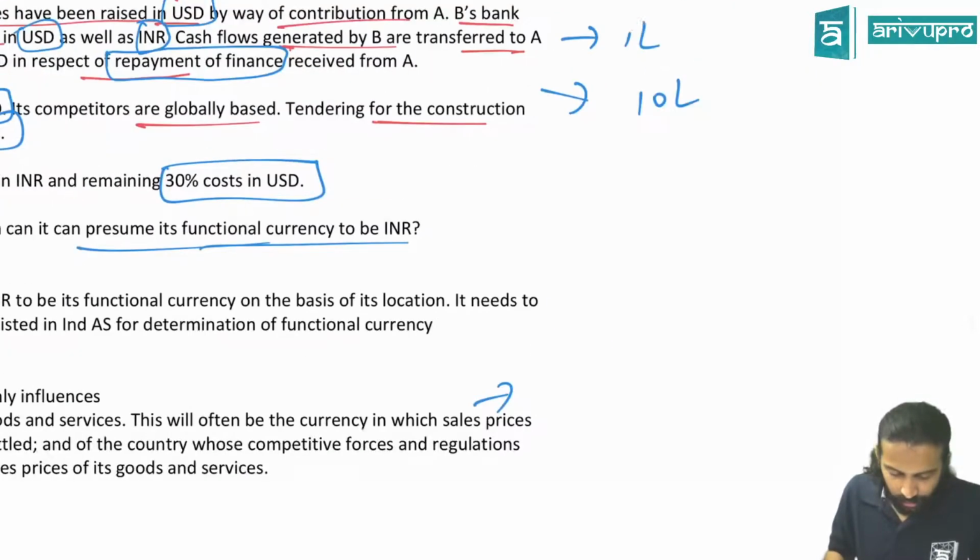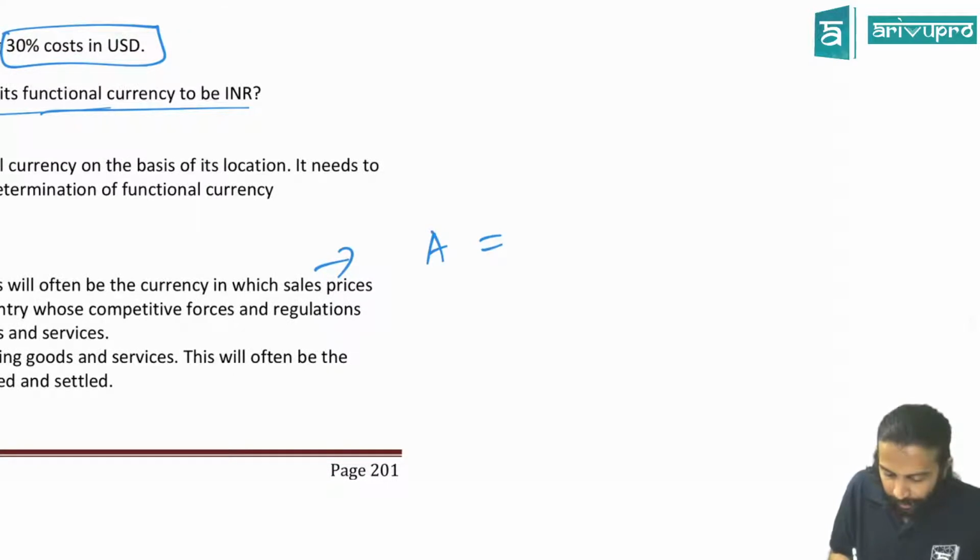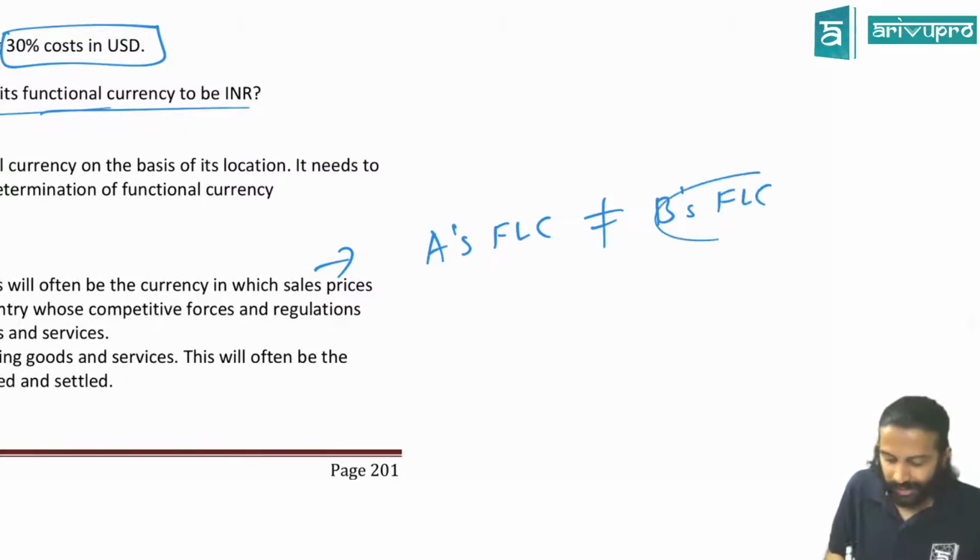First, this Oman based company, A Limited and B Limited. Can I write it this way? A's functional currency is not equal to B's functional currency, because it looks like B is running independently. Okay, that is one conclusion.